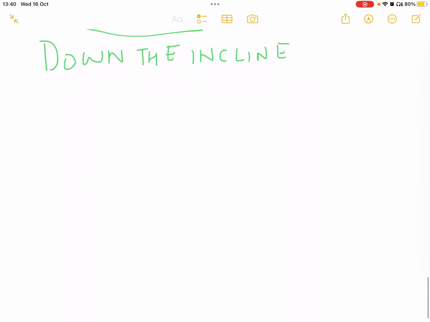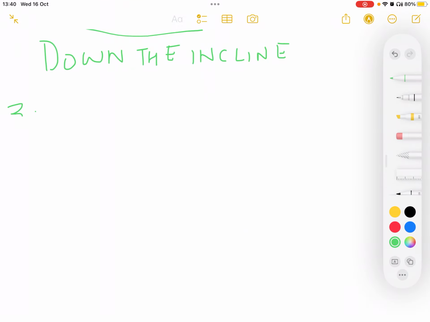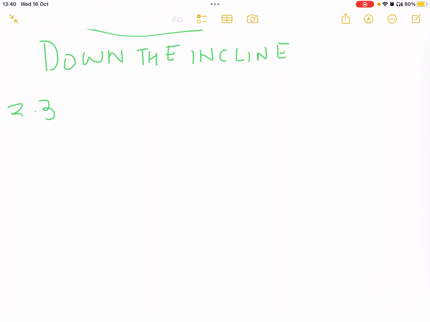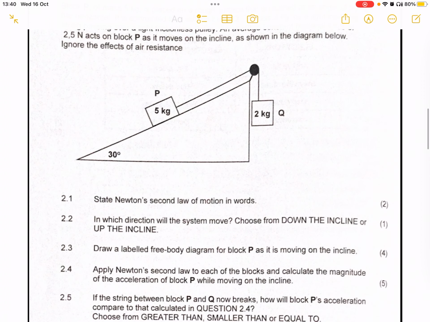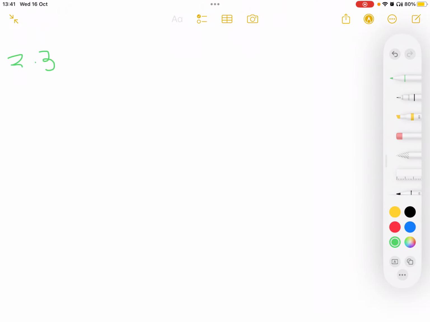Then we have 2.3. Now in 2.3, they want us to draw a free body diagram for block P as it is moving on the incline, which means down the incline. And the mark is 4, which means there are 4 forces they are looking for, right? I always tell my learners to just do a small dotted line to show the incline. Then they do this dot that is huge, which is the free body.